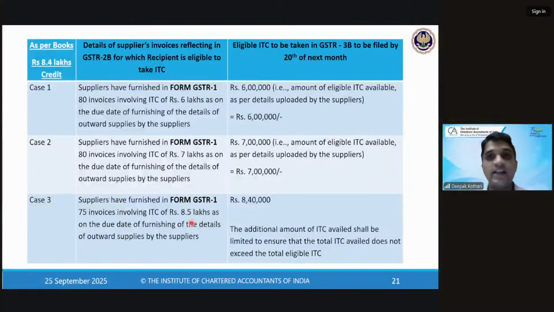So I should not see only the second condition. I'll have to see the first condition also. The first condition says you should have received the invoice. I've received invoices to the worth of 8.4 lakhs. So I can claim only 8.4 lakhs. So what happens to that addition, the differential of 10,000 rupees?